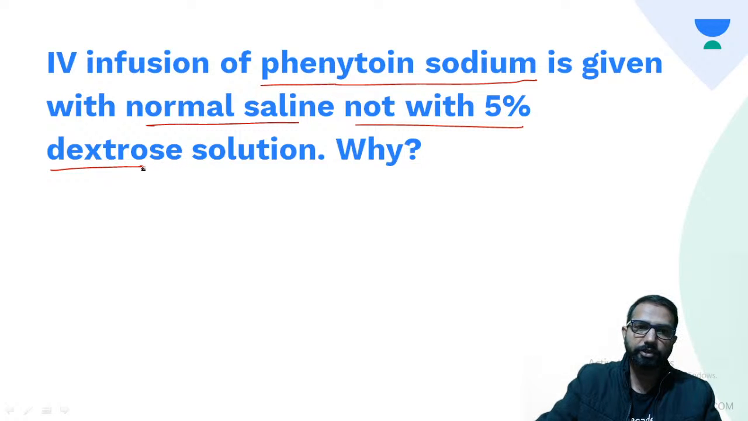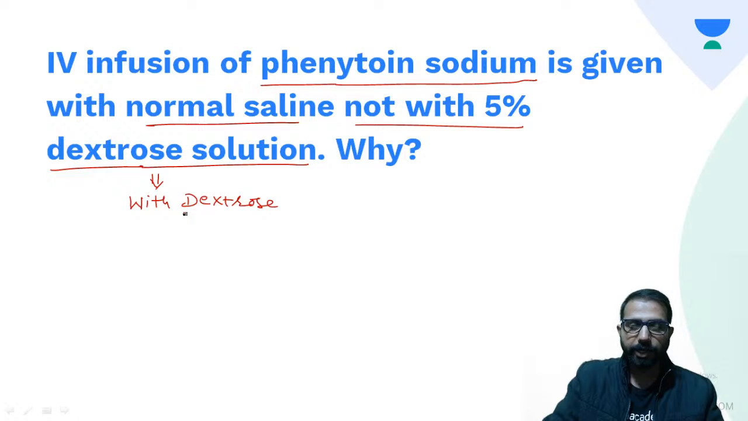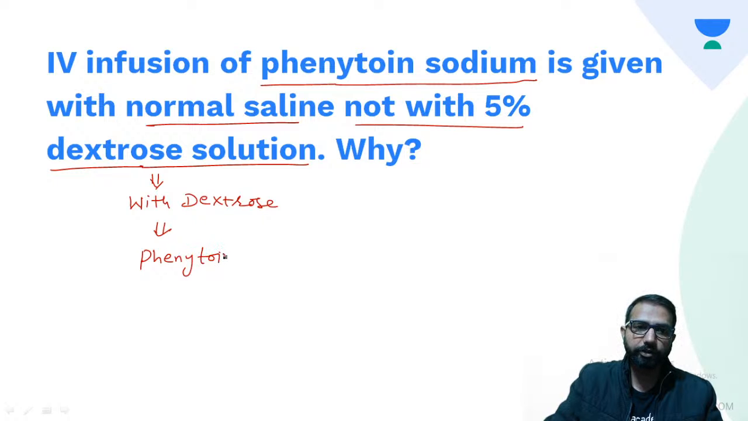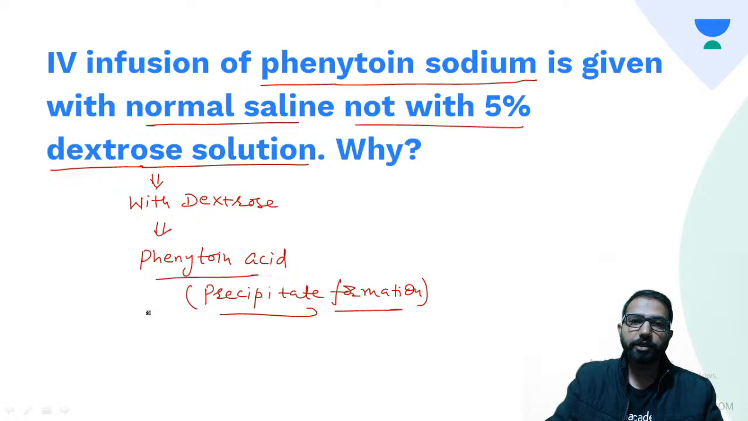Why are we not mixing or diluting it with the dextrose solution? This is one of the important concepts, and an important MCQ which they are asking. Remember, in phenytoin, if you mix it with dextrose solution, or any other drug, since ideally it should not be mixed with any other drug, it will form a precipitate, and that is phenytoin acid. That is the precipitate formation, and because of that it should not be used in dextrose. Now why normal saline? With normal saline, one, the precipitate formation is not there.